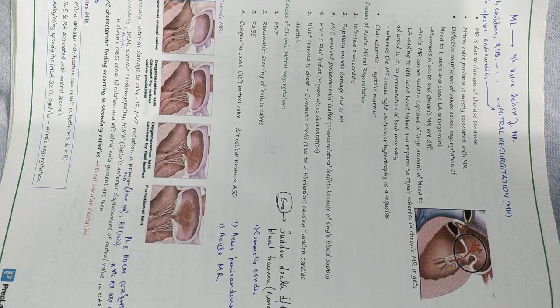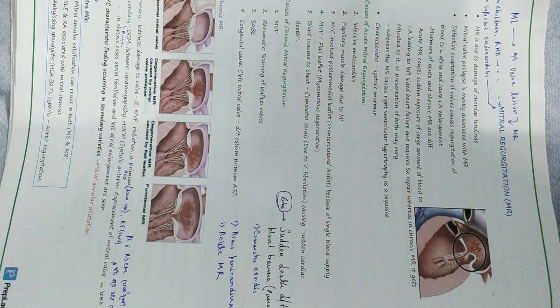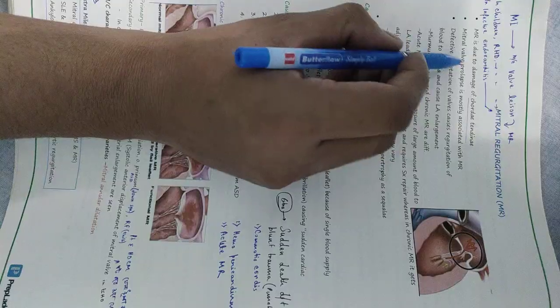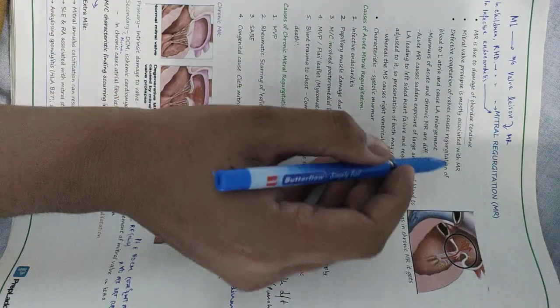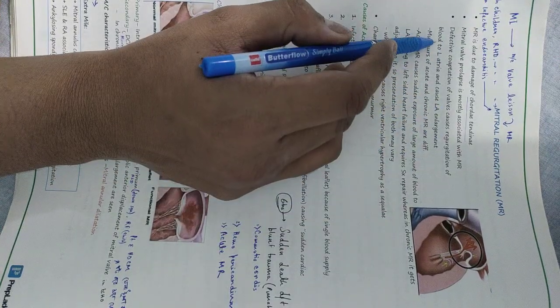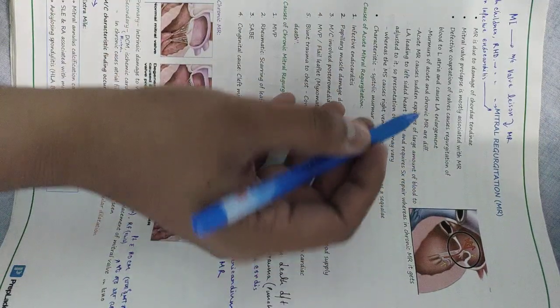So what we see here simply is that blood leaks from left atria to left ventricle due to damage of chorda tendineae. Valve prolapse is mostly associated with MR. Defective coaptation of the valve causes regurgitation of blood from left atria, causing left atria enlargement. Obviously the left atria gets bigger.